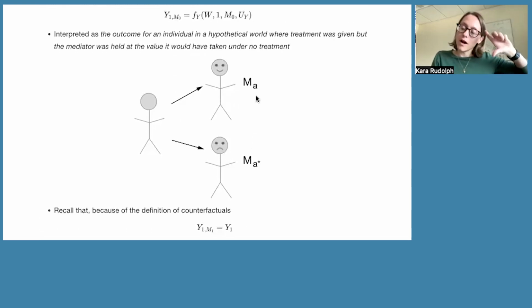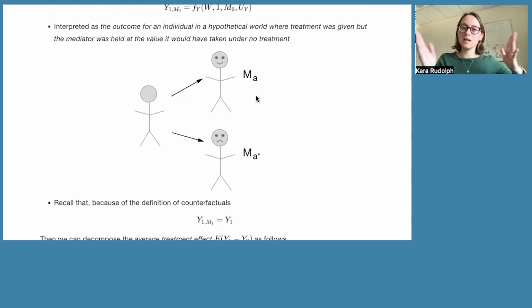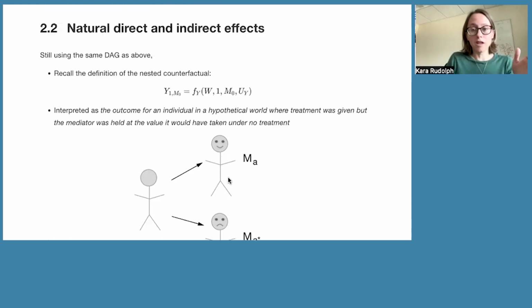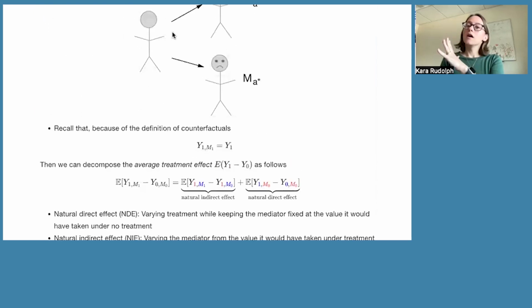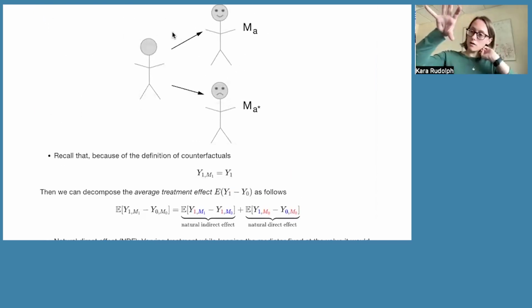And when we're thinking about natural direct and indirect effects, these are contrasts of a nested counterfactual. So here we're thinking about contrasting, for example, somebody's mediator value under treatment versus their mediator value under no treatment. Remember before, for the control direct effect, everybody had the same mediator value, right? It was held constant for everybody. For these, we're going to think about a hypothetical counterfactual mediator value under treatment, and then a potentially different hypothetical counterfactual mediator value under no treatment.